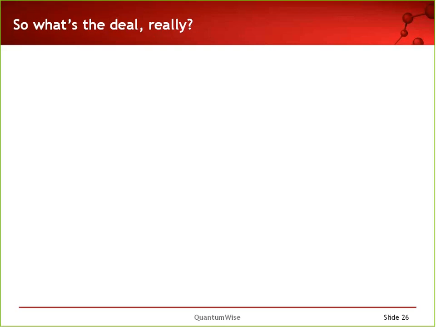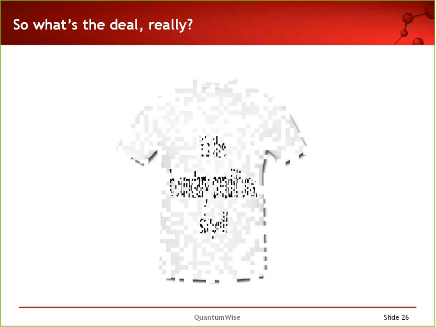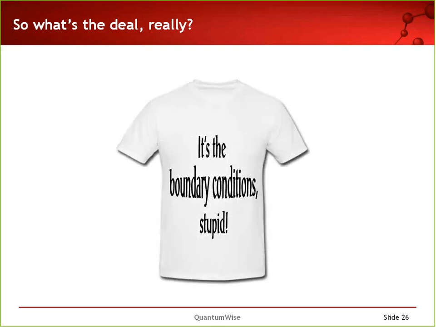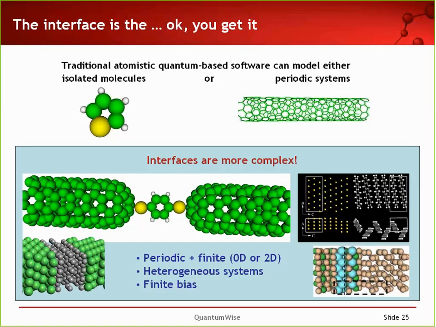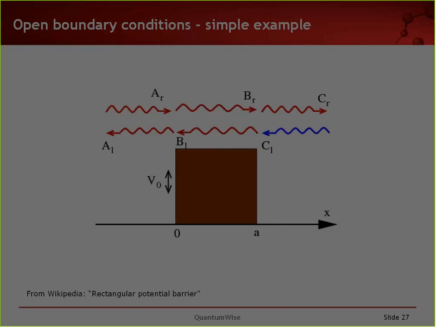So what's the deal really here? Well, I made this at the very end of my preparations. Actually, what's difficult here is the boundary conditions. It's actually quite easy to solve the Schrödinger equation in a simple boundary condition, but when you get complicated boundary conditions, as in these systems, where it may be heterogeneous, meaning that the left-hand side is different from the right-hand side, or you apply the finite bias, or you have to combine something periodic with something finite, the boundary conditions are what trips you up.